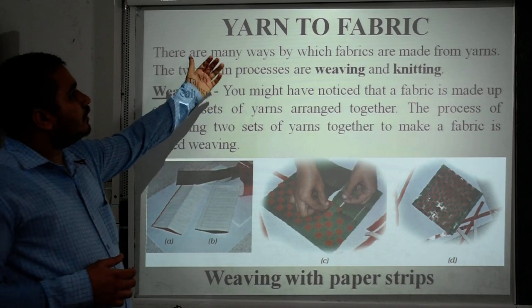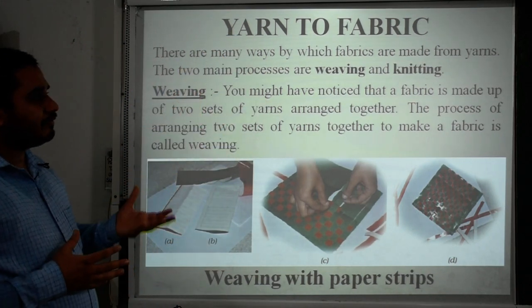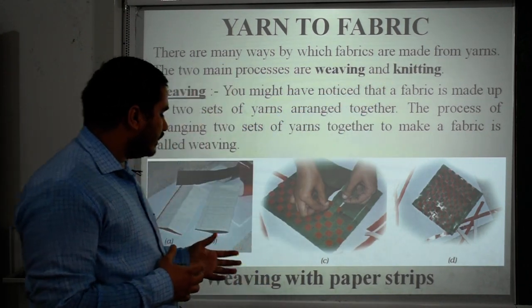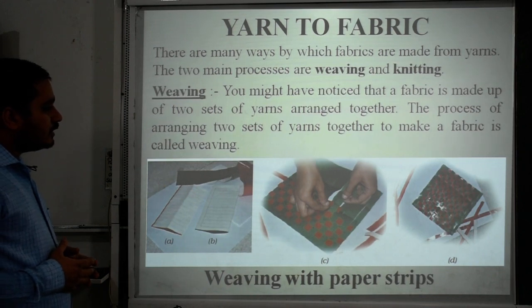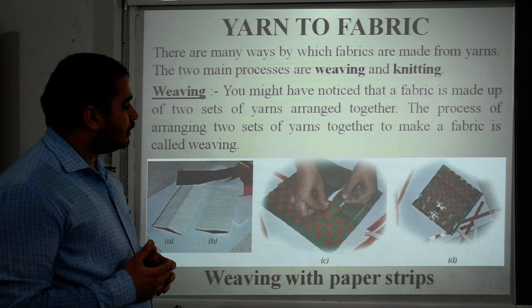Next, yarn to fabric. There are many ways by which fabrics are made from yarn. The two main processes are weaving and knitting. Here you can see the weaving process. It's an activity given in your notebook also. If you want to do this activity at home, you can do it.